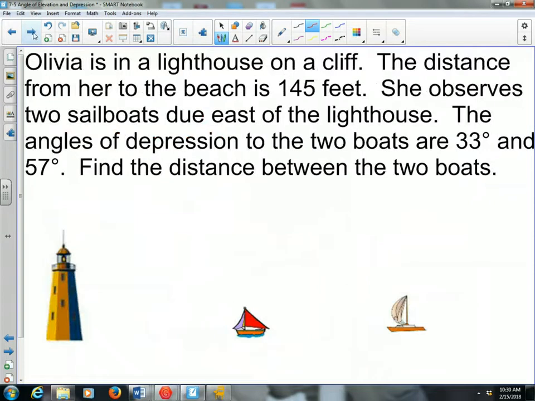All right. Hold on to your seats. This last one is a doozy. Let's see if we can understand this one. Olivia is in a lighthouse on a cliff. What a beautiful view, I'm sure.